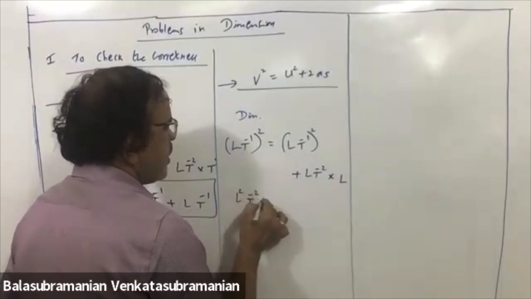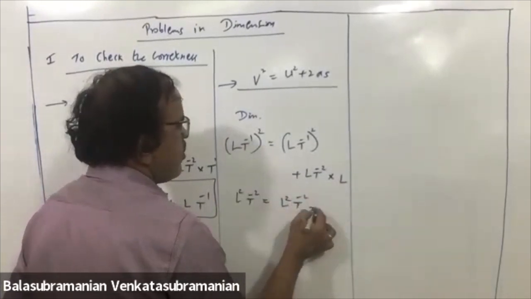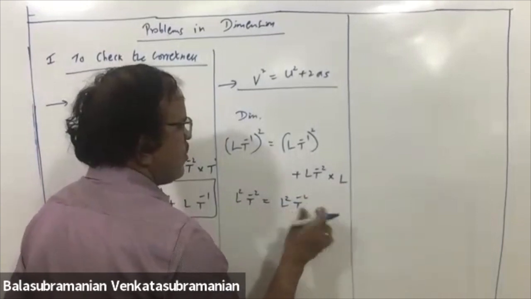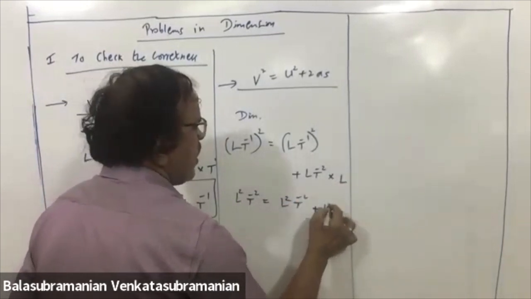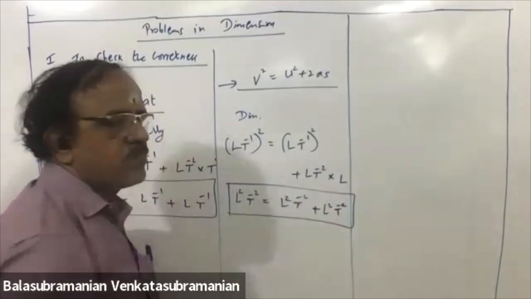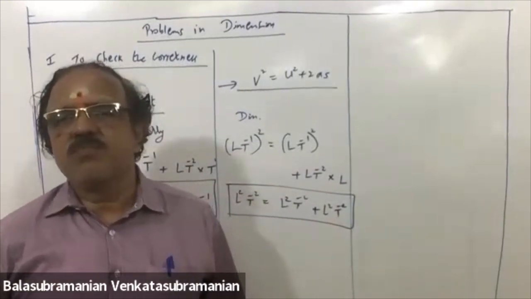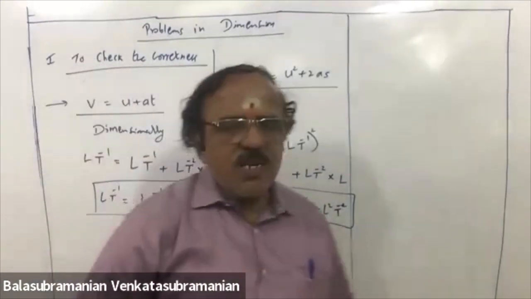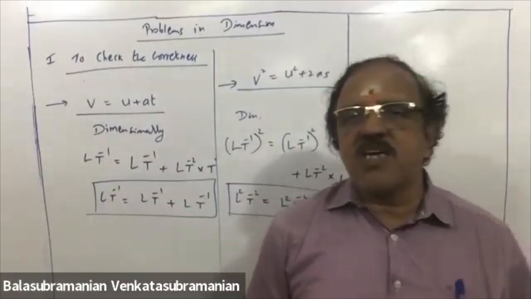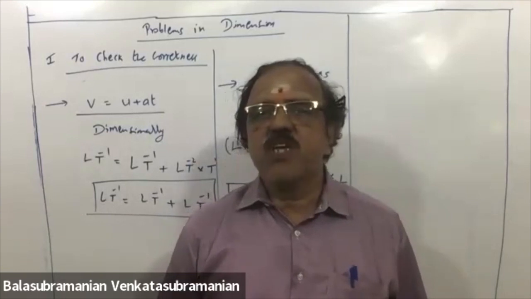So L square T power minus 2, L square T power minus 2 plus L square T power minus 2. Left hand side, right hand side, same dimensional formula. Not necessarily everywhere, left hand side and right hand side should have same dimensions. Sometimes it may differ.